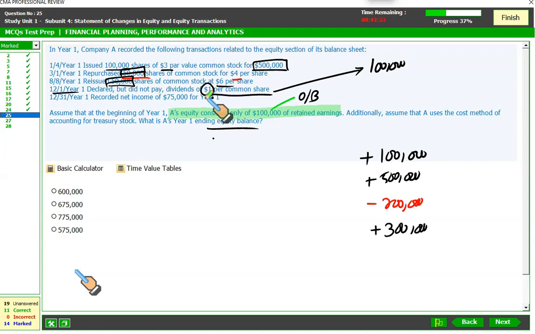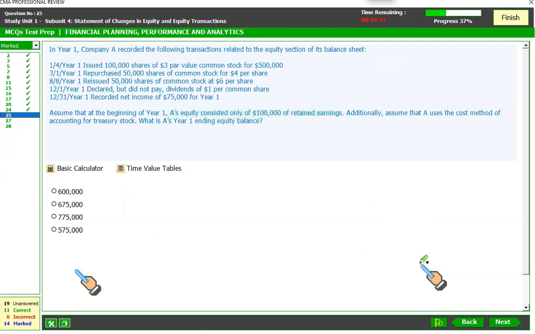Remember, if the dividends are declared, it is still debited to the retained earnings and credited to dividend payable. So even if it is declared and not yet paid, it has to be removed from equity. You need to remove this $100,000 from your equity as dividend declared. And finally, the business recorded net income of 75. Income is added to equity because it is a part of retained earnings, and any loss is deducted. So if you add all these, Fraser, you will get B, which makes 675,000, as you correctly said.